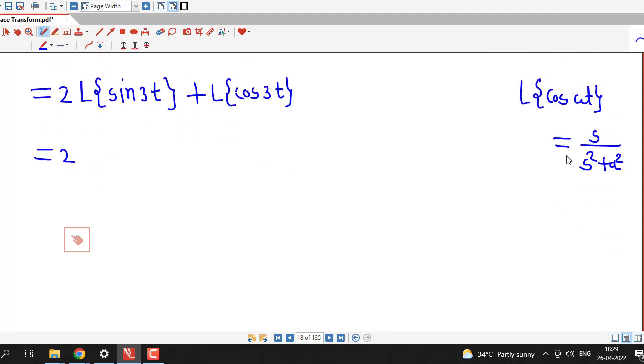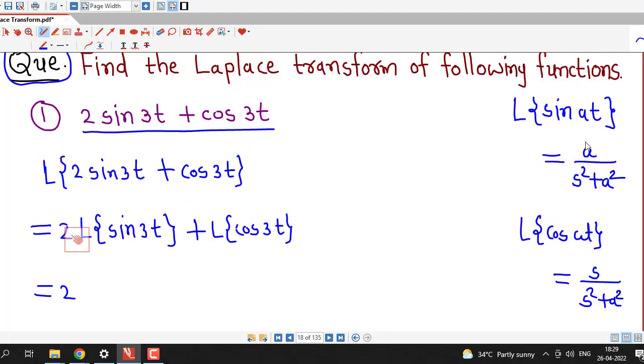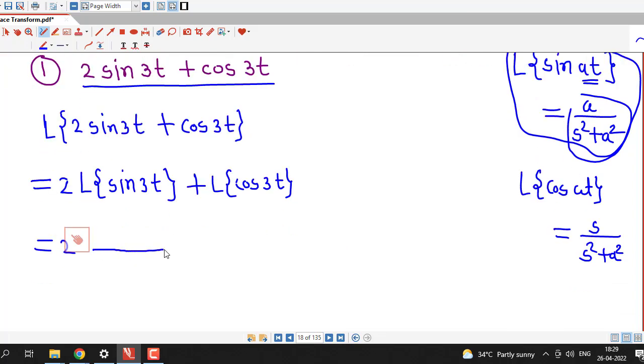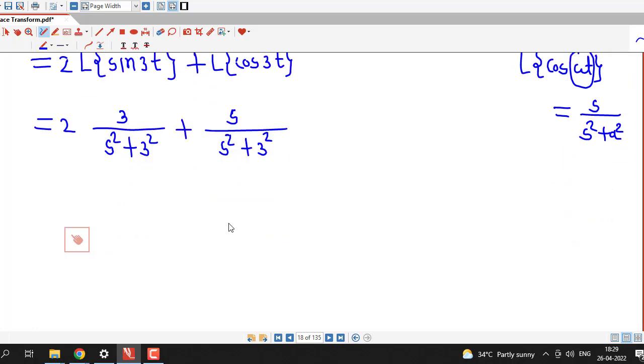And Laplace transform of sin 3t is given by this formula, and if we compare sin 3t with sin at, value of a is 3. So in this formula we will consider a equal to 3, and we have Laplace transform of sin 3t equal to 3 divided by s square plus 3 square. And the same thing here, Laplace transform of cos at is s divided by s square plus a square. Here value of a is 3, so s square plus 3 square, this is s.